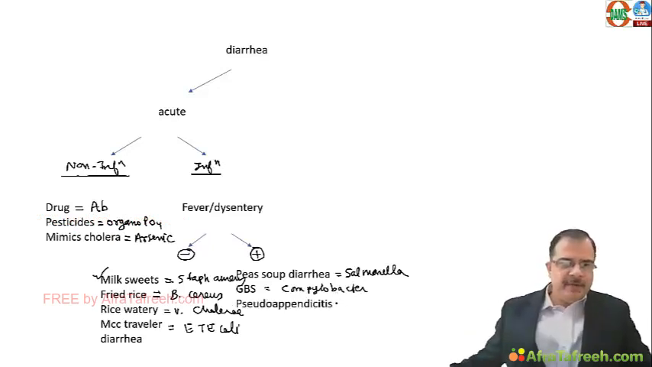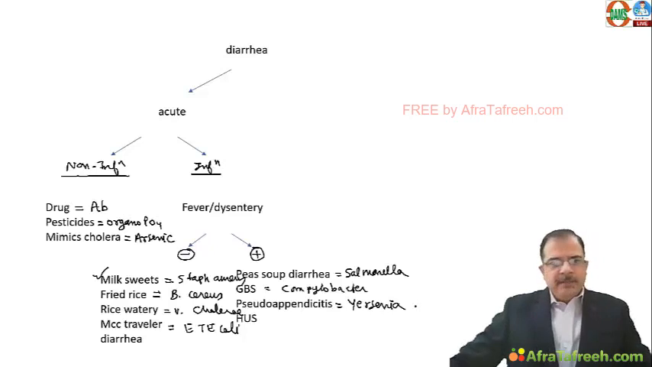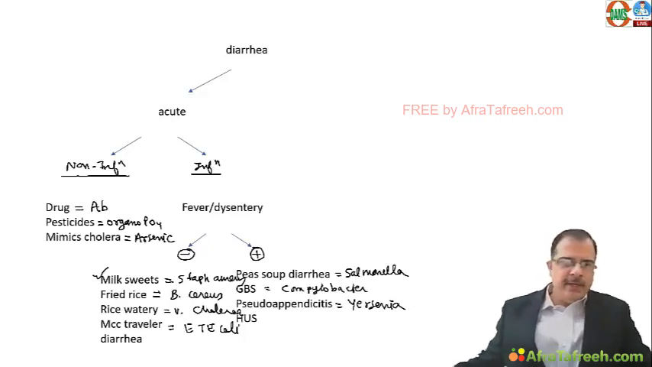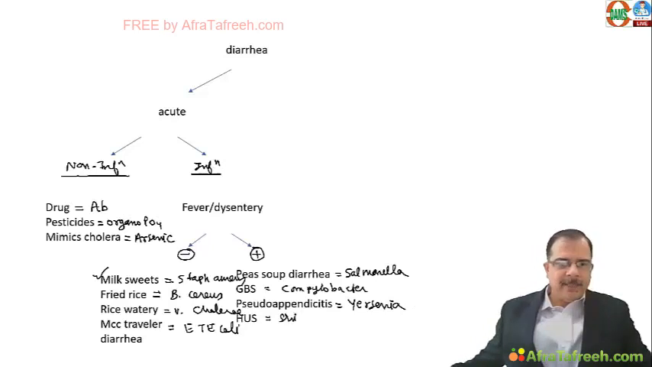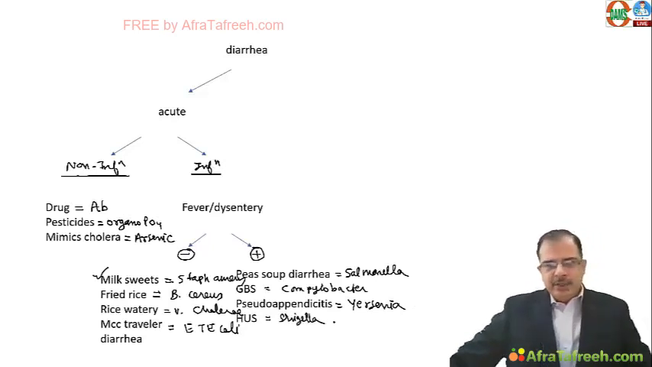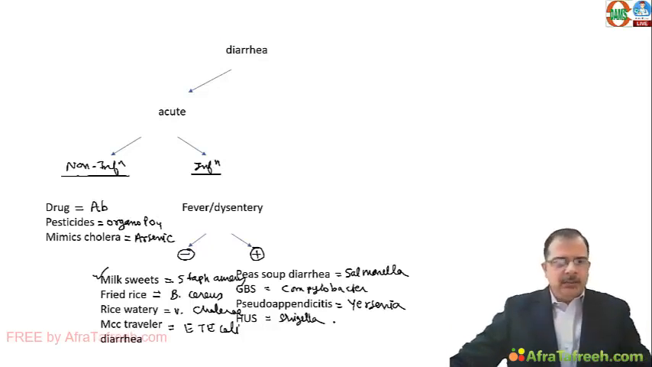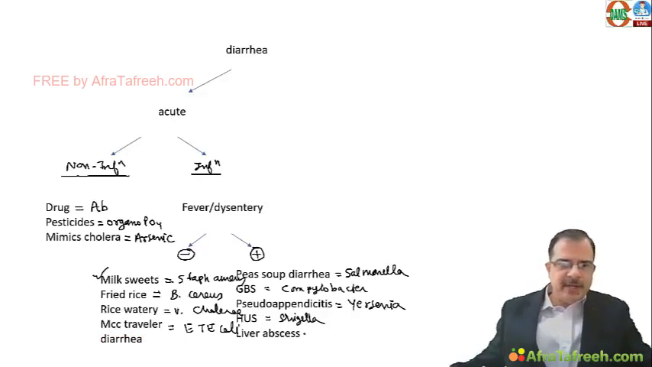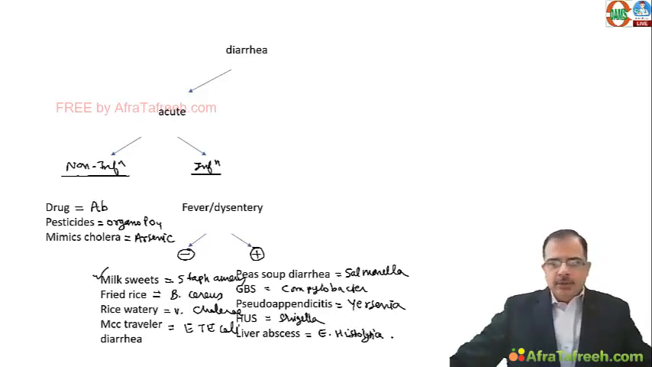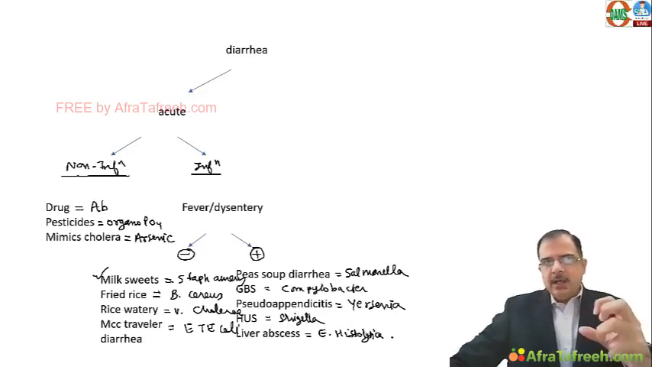Pseudoappendicitis is a feature of Yersinia. Hemolytic uremic syndrome is by Shigella, the organism. Indeed, the most common enteric source of reactive arthritis is Shigella, and the most common cause of HUS in India is Shigella. Liver abscess, this is easy. This is Entamoeba histolytica. So these are the keywords for identifying the organism.